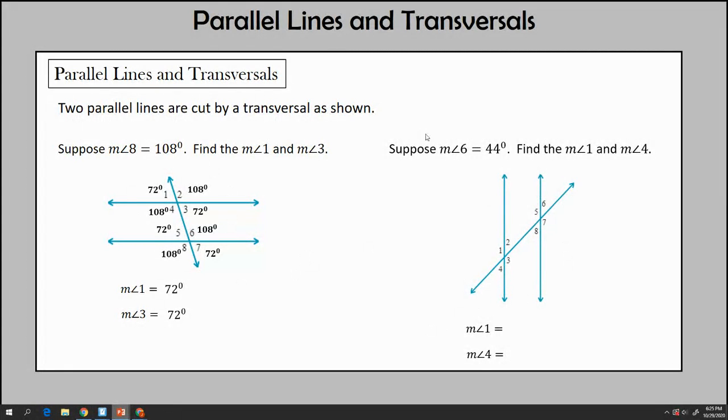Okay, another example. 6 is 44. Find 1 and 4. So 6 is 44 right here, so I know 8's 44. I know 6 and 5 are a linear pair, they're going to add up to 180. So that's actually 6 and 7 too. That's 136. And then 7 and 5 are vertical, so that's 136. And then these four angles are the exact same as these four, so I can transpose those angles down here. And now I go look. Angle 1's 136. Angle 4, got it, 44. Easy way to do it.